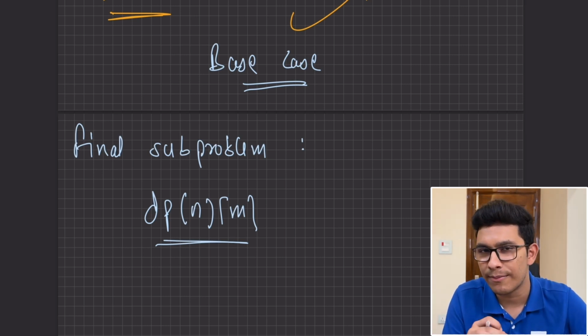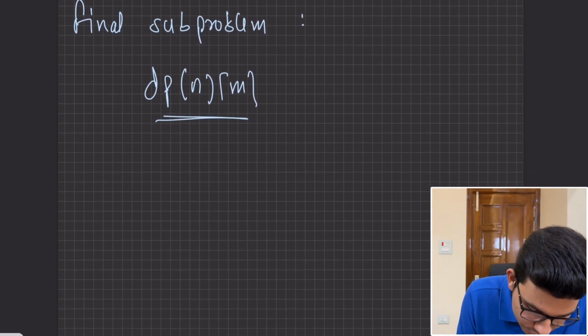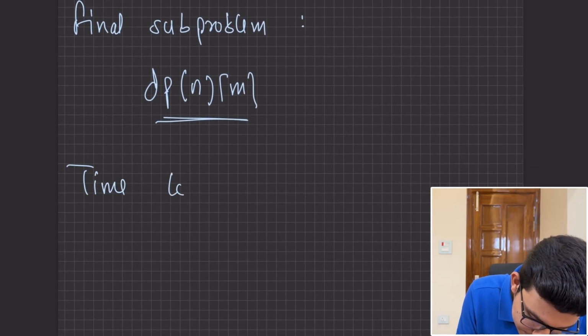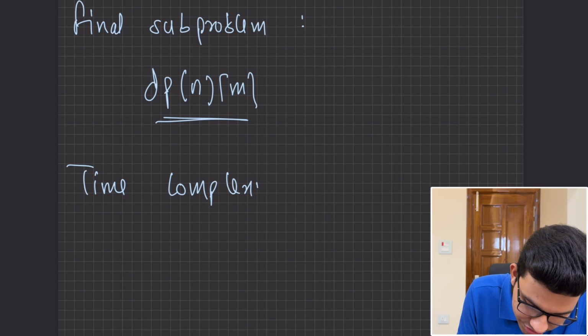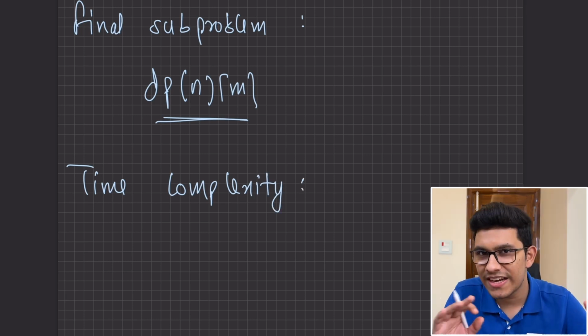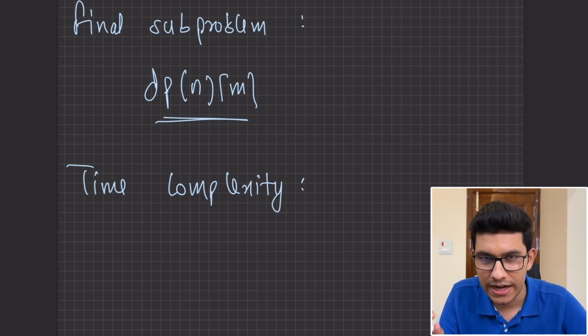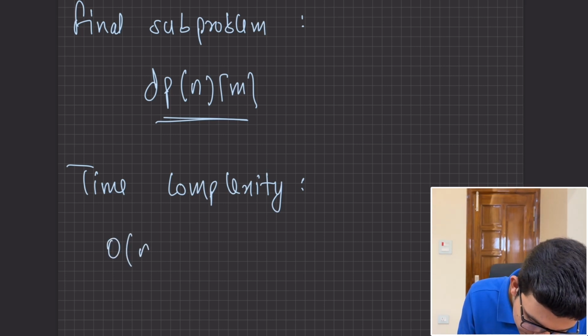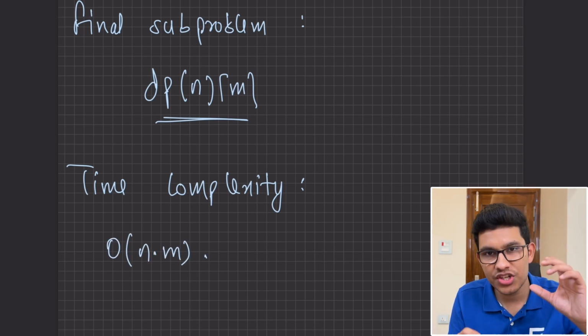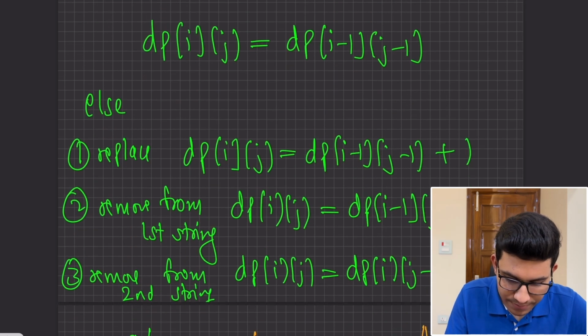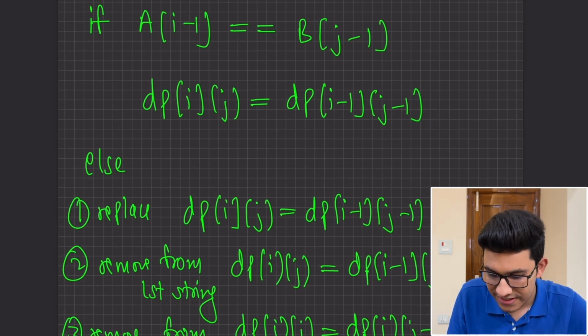If you were to talk about time complexity, it's pretty easy. Time complexity is just the number of states multiplied by the average transition time, right? Now here the states are simply order of n into m. And what is the average transition time? Can I say the average transition time is just order of 1? Because these are the cases that you're just considering.